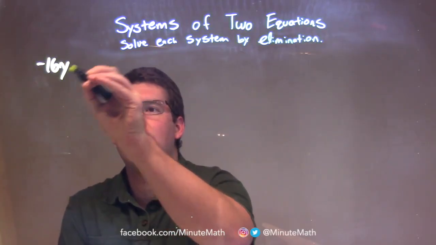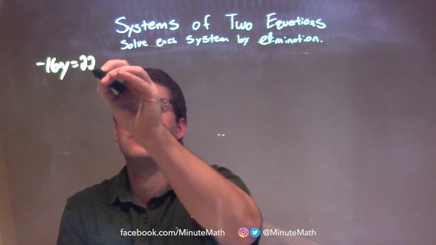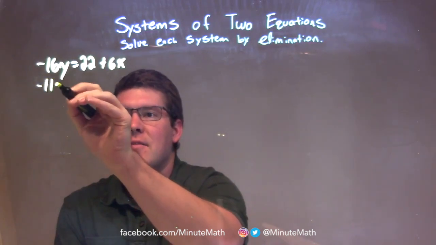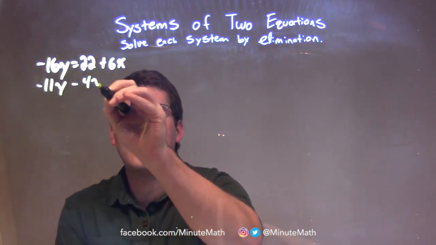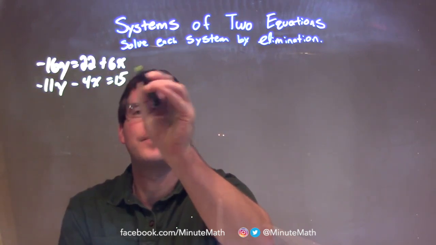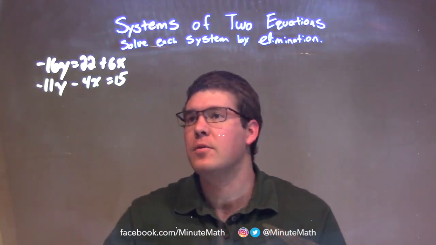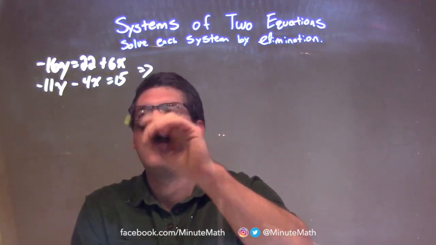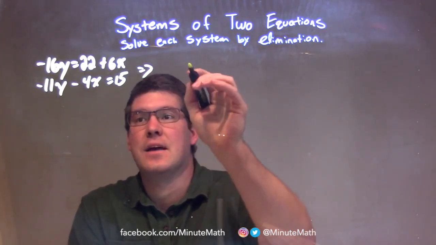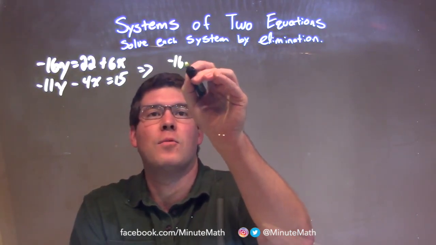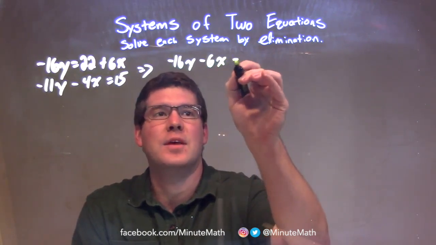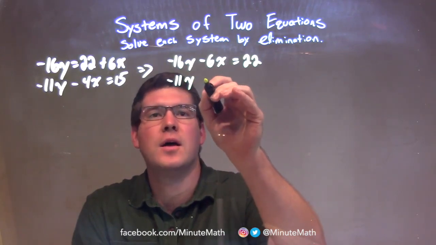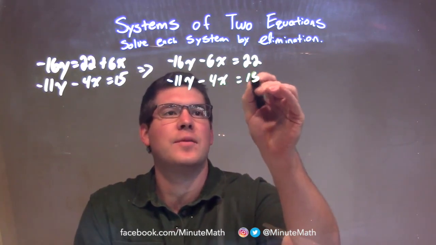Negative 16y equals 22 plus 6x. Second equation, negative 11y minus 4x equals 15. Well, first thing I'm going to do is rearrange this to have all my variables on the left and the number on the right. So really the top equation needs to change. I'm going to subtract the 6x on both sides. So negative 16y minus 6x now equals positive 22. And in the second equation, I just bring it over: negative 11y minus 4x equals 15.